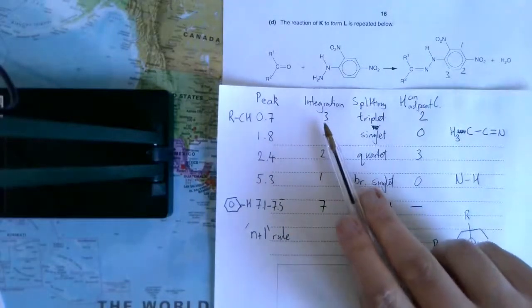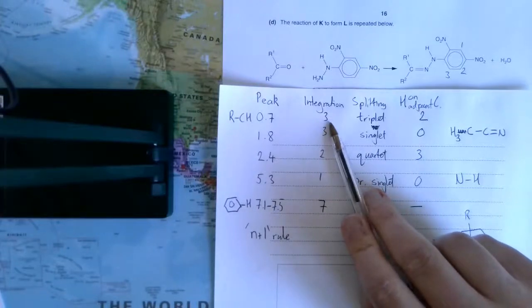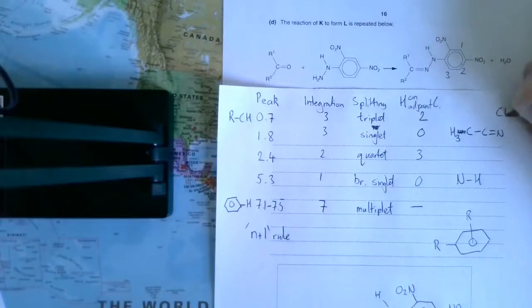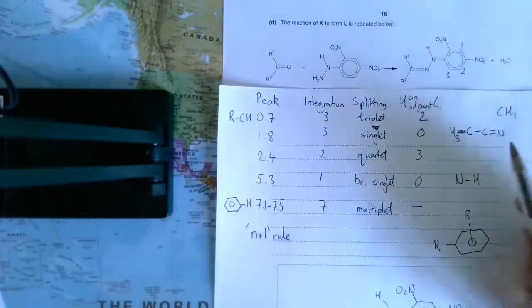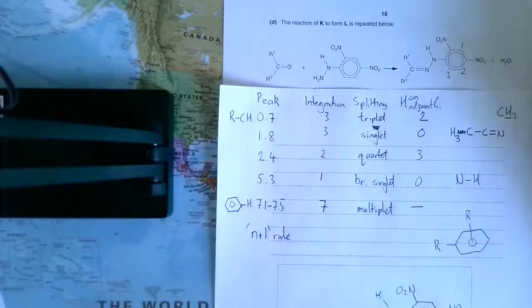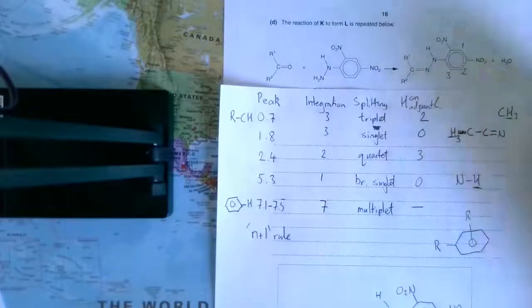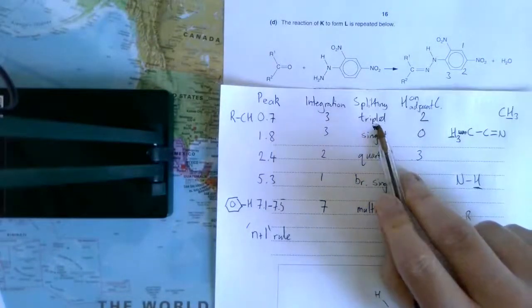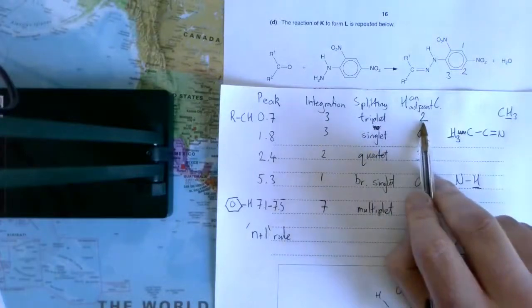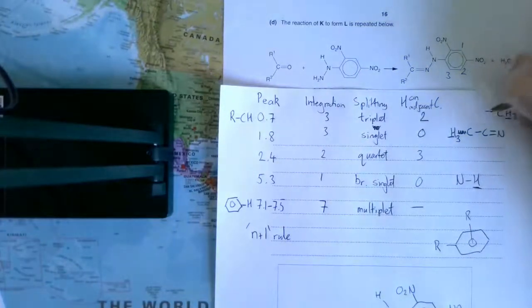So here we know that there's an integration of 3, so this must be a CH3, and I'm going to underline it to show that's the hydrogen that's responsible. I should have done it there and there. Now, the splitting is a triplet, which tells us that the carbon adjacent to it has 2 hydrogens.